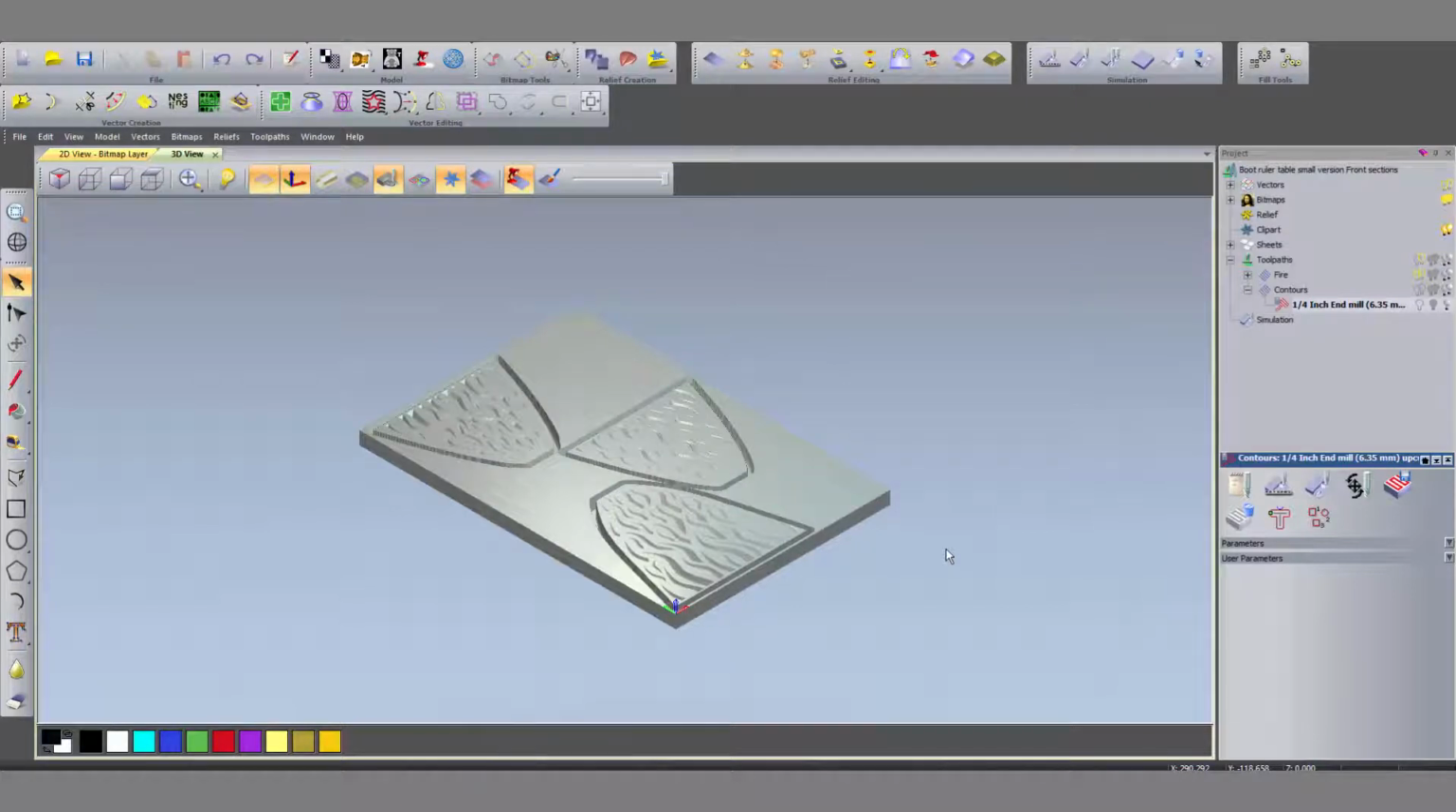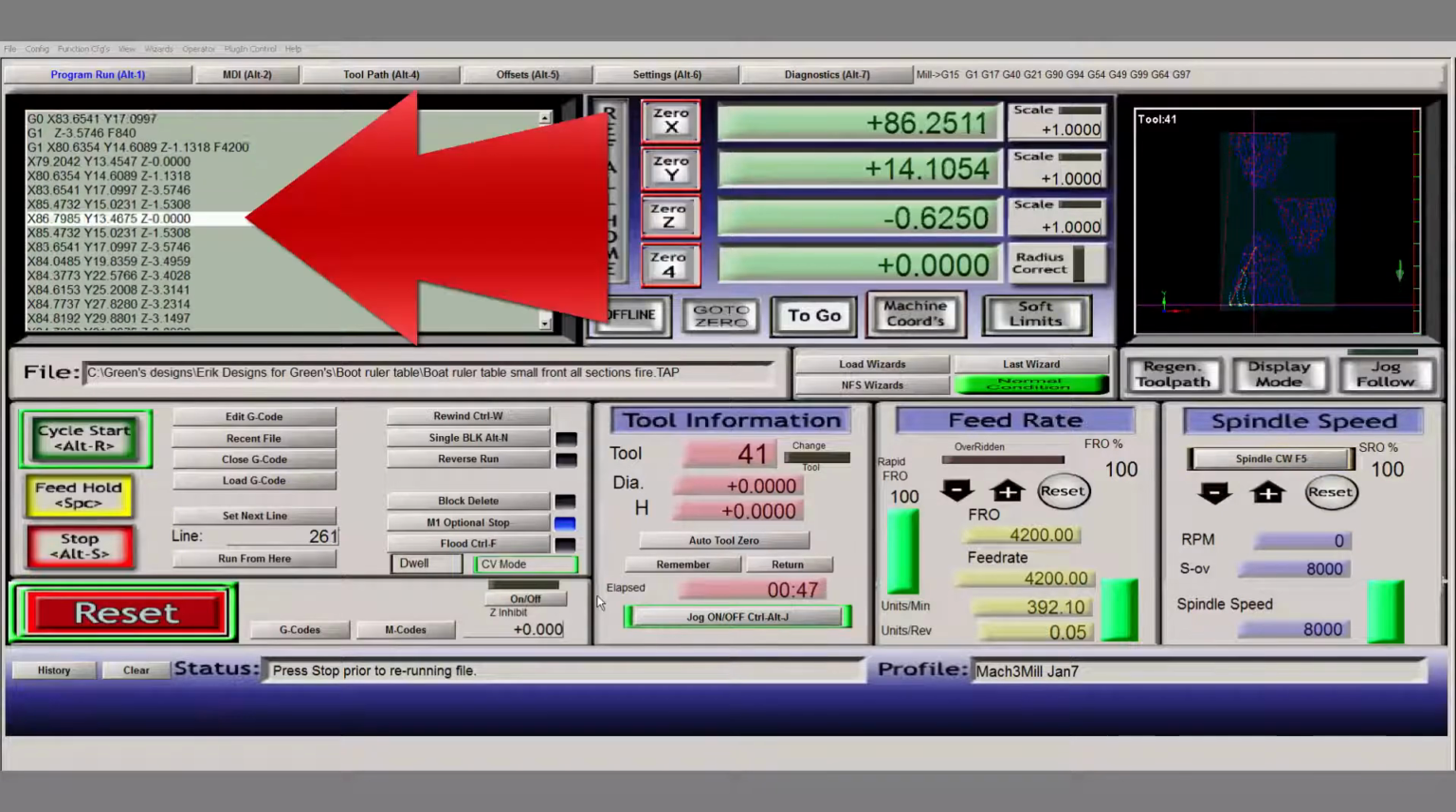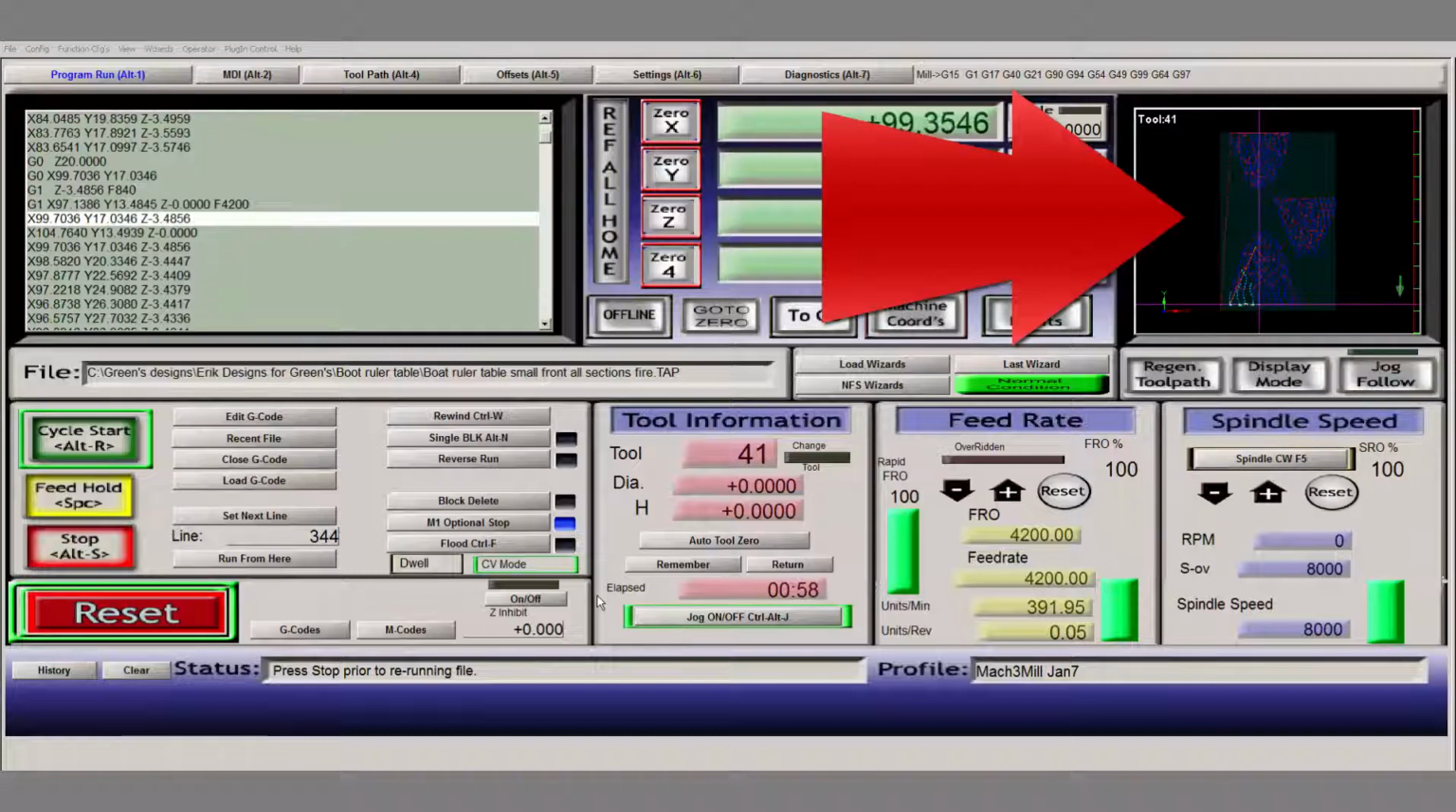and with this information I go to my machine and the machine will cut it out. This is the software that's running the machine. On the left you see lines of text that actually move the router head around, and on the right you see a graphical presentation of what the machine is actually doing right at this moment.